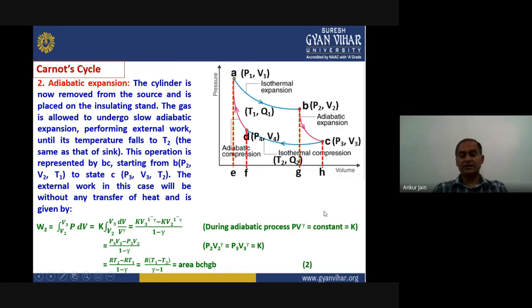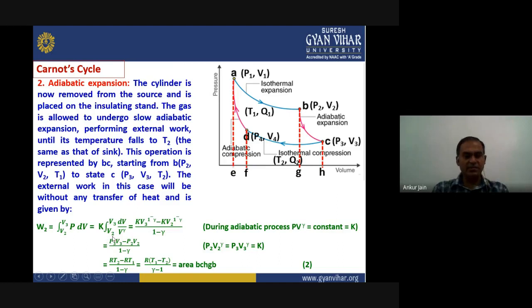Again, we are considering the same equation, but for the two different states. Here, PV to the power gamma equals a constant, so we can write P2V2 to the power gamma equals P3V3 to the power gamma equals K. So we are replacing this with this equation, and it will become P3V3 minus P2V2 upon 1 minus gamma.